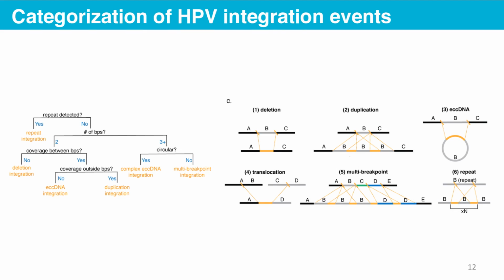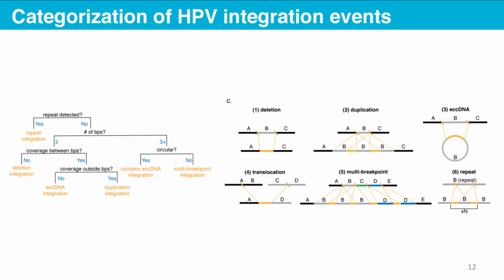So using the method I described before, I was able to categorize HPV integration events into 6 categories. And I kind of followed this flowchart shown here. So if the reads had repeats detected on them, I categorized it as a repeat integration. If not, I looked at the number of breakpoints. And if there's more than 3, it can either be a multi-breakpoint integration or a complex ecDNA integration, ecDNA being extrachromosomal circular DNA.